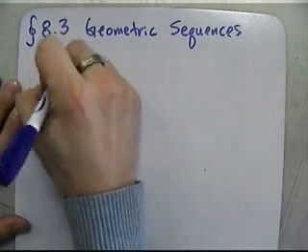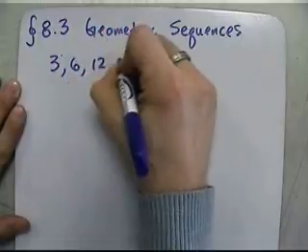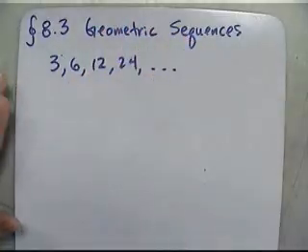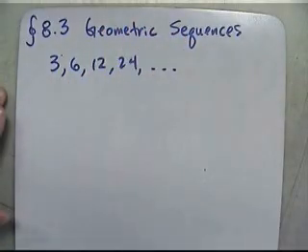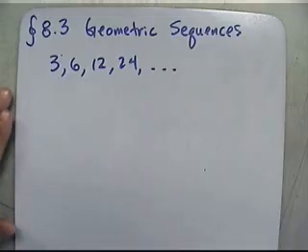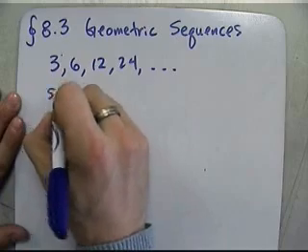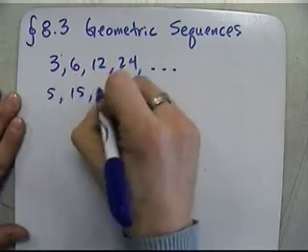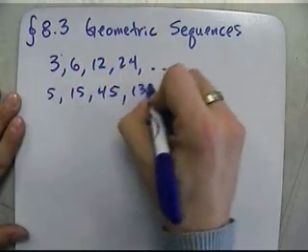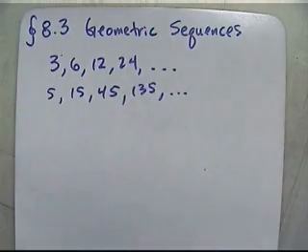A geometric sequence is a little bit different. A geometric one would look like this: 3, 6, 12, 24. That would be what they call a geometric sequence. Take a second and think about what the pattern might be. Maybe this is also geometric: 5, and then 15, and then 45, and then 135. Both of those are geometric sequences.